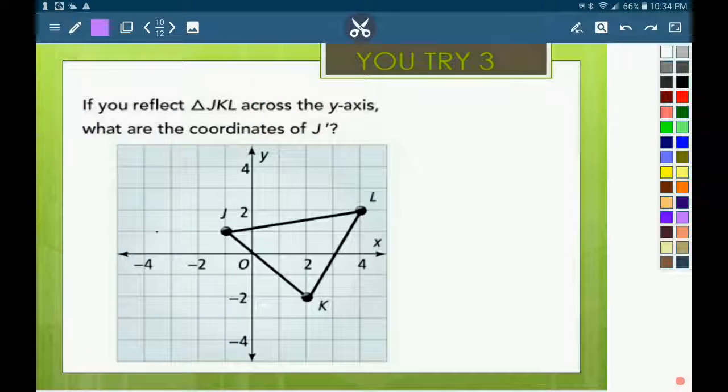So let's have you guys give this a try in your third U try. You have triangle JKL. You're going to reflect it across the y-axis. So before you start, bold the y-axis. Okay, so you know what your mirror is. What are the coordinates of J prime? Now, if you notice, the triangle is overlapping the line of reflection. That's okay. Whatever side the point is on, reflect it to the opposite side.